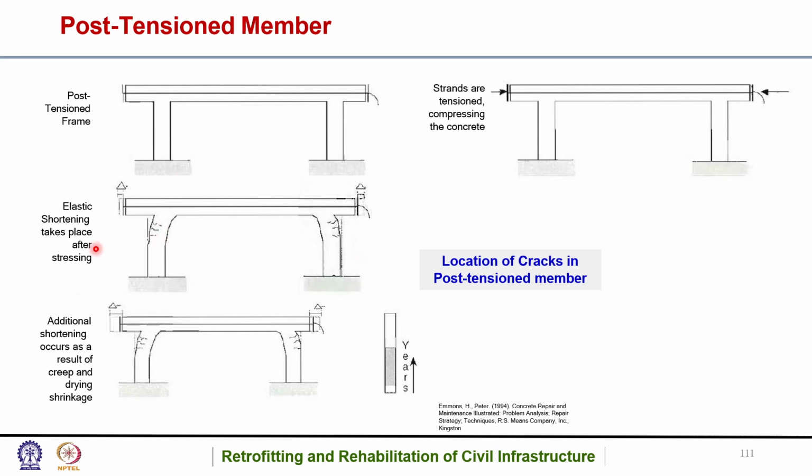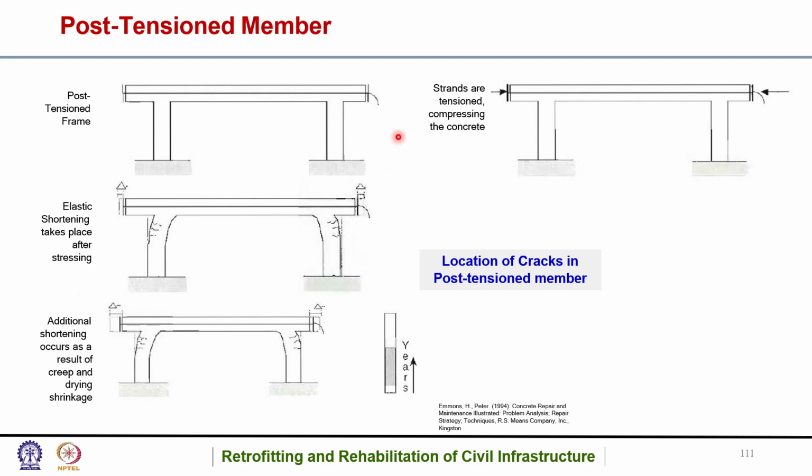However, that can also result in elastic shortening, which can take place after stressing. Stressing is basically twisting, so it is screwed. And additional shortening occurs as a result of creep and drying shrinkage. Creep occurs due to sustained loading deformation, and drying shrinkage is basically loss of water due to an unsaturated air environment.